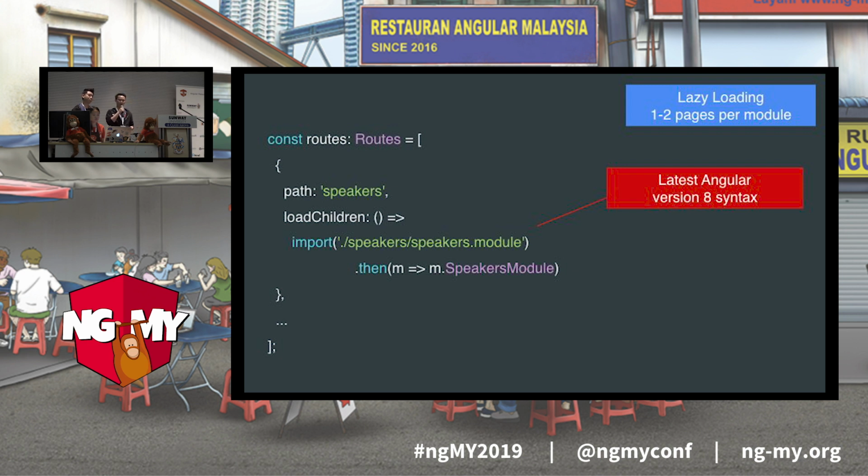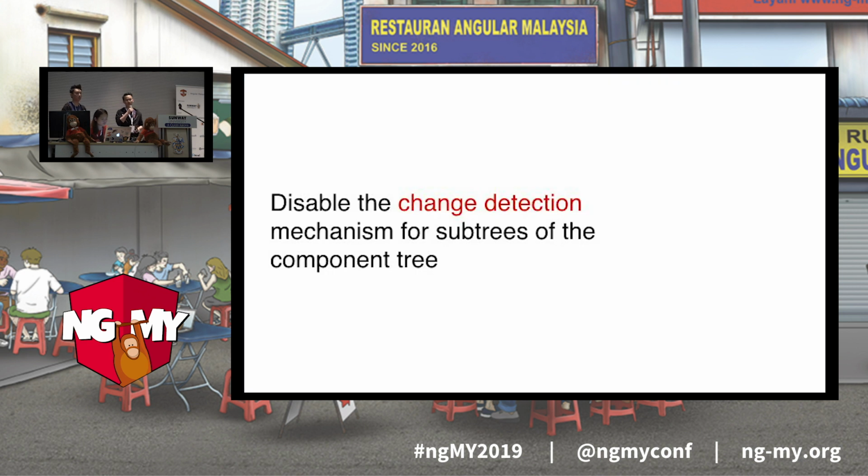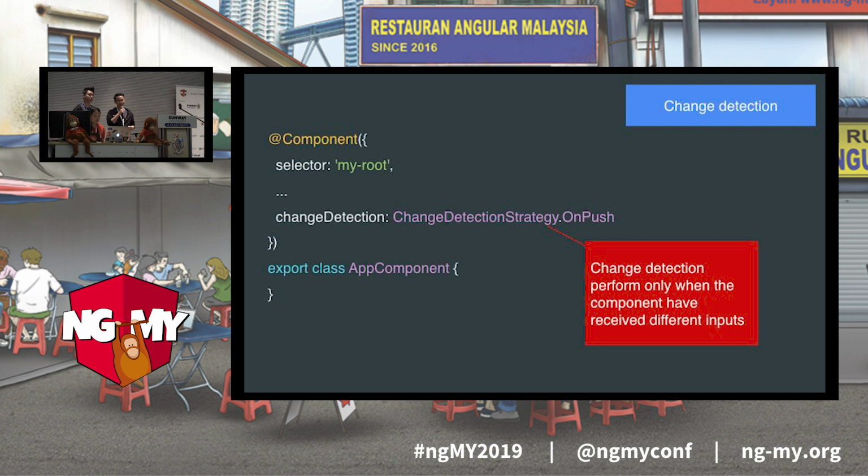And we also disabled the change detection mechanism for subtrees of the component tree. So what does this look like? By default, Angular behind the scenes is always listening to changes, so it will cause some processing performance cost. If you add this line of code, ChangeDetectionStrategy.OnPush, Angular will only check the detection when it receives a different input.